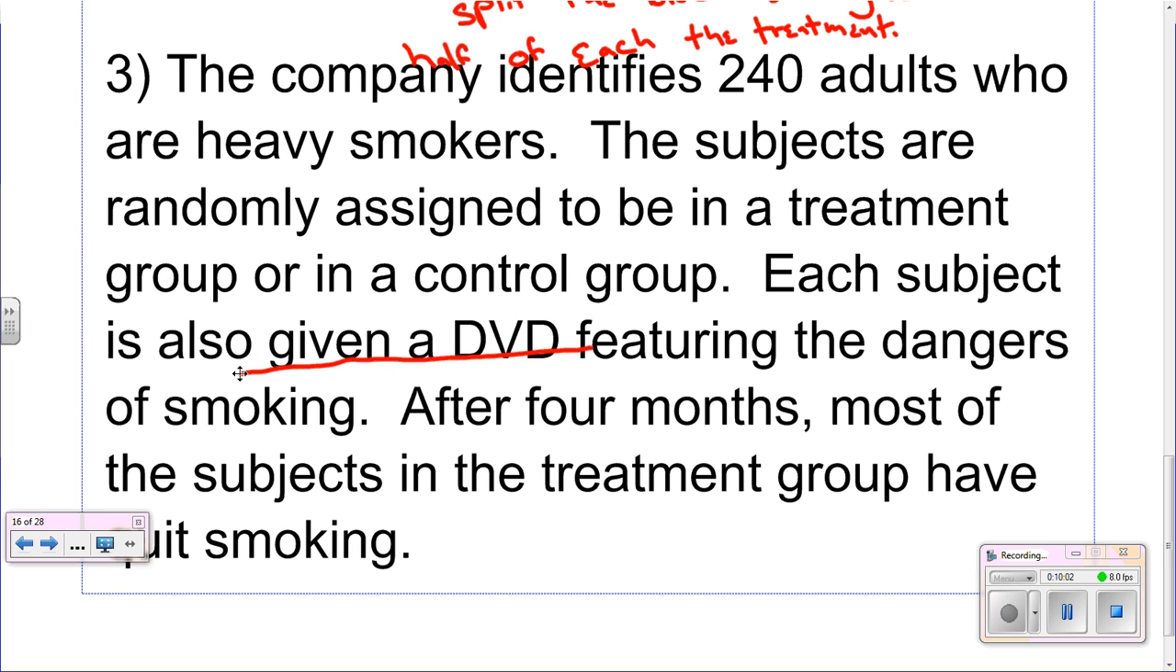You do not want to give them gum and the ability to watch this DVD in order to kind of deter them from smoking. So this would curb their addiction or their need to smoke, but we don't know which one is making that happen. Is it the gum or is it the DVD that is stopping them from smoking?